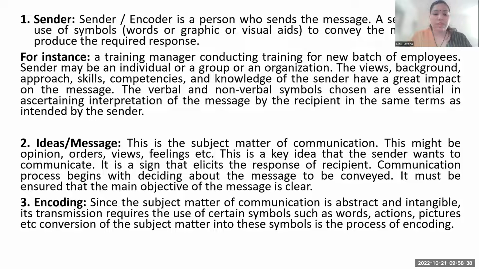Third part comes the encoding. Since the subject matter of communication is abstract and intangible, because it is an idea, idea is intangible and abstract, its transmission requires the use of certain symbols such as words, actions, pictures. These symbols used for transmitting the subject is the process of encoding. That means we are converting that abstract or intangible idea into a form which is understandable by the receiver.